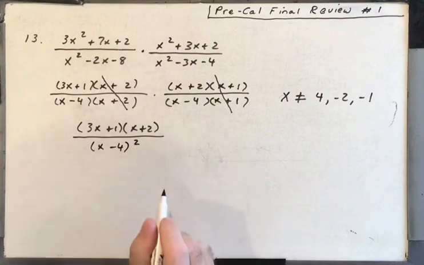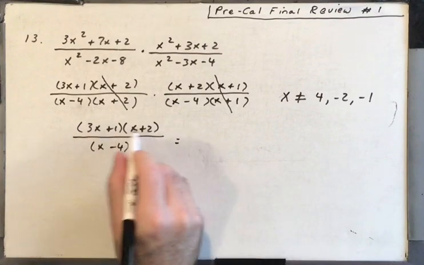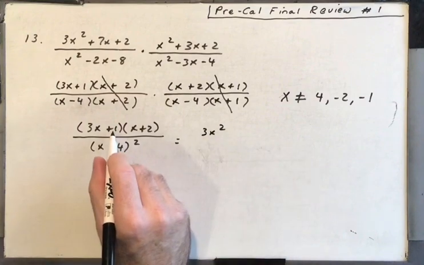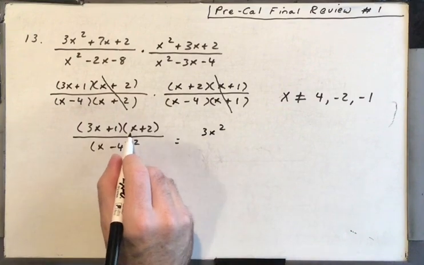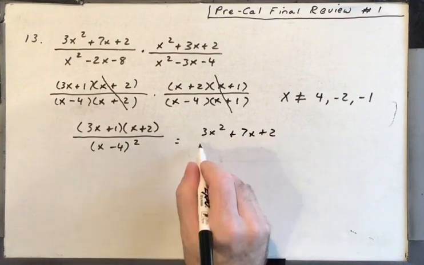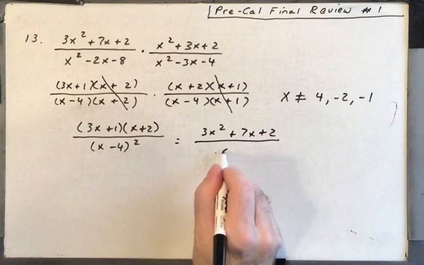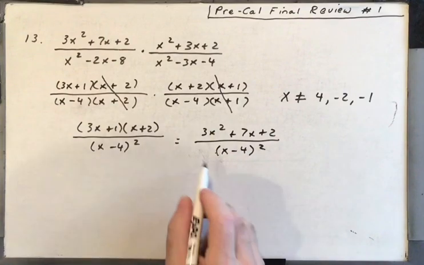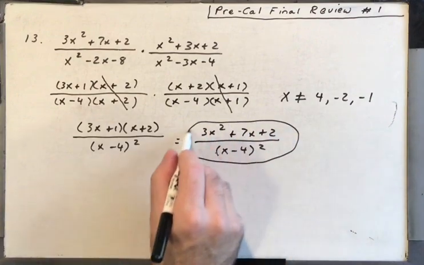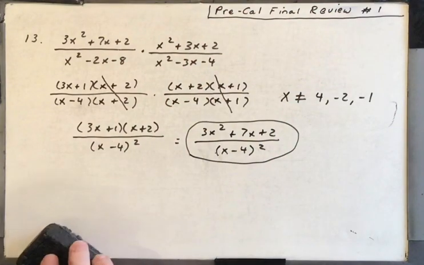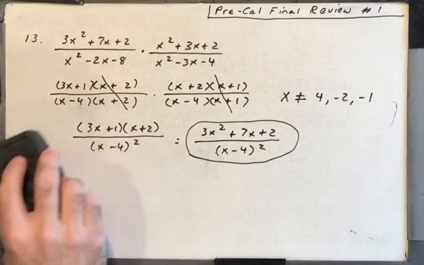all squared. I'm going to go ahead and FOIL back out the top. That's 3x squared plus 7x plus 2 over x minus 4 all squared. All right. Boom. Okay, I can't fit 14 underneath here, so I'm going to go ahead and erase.